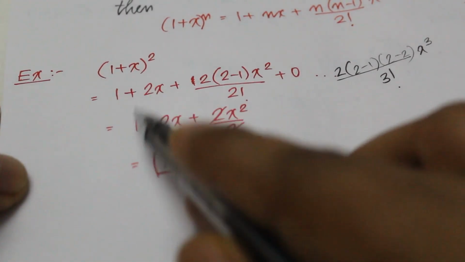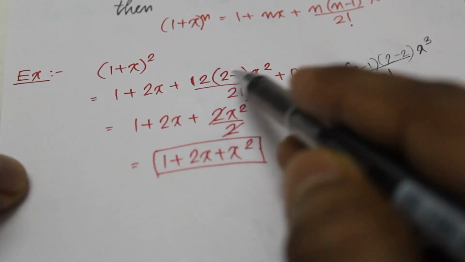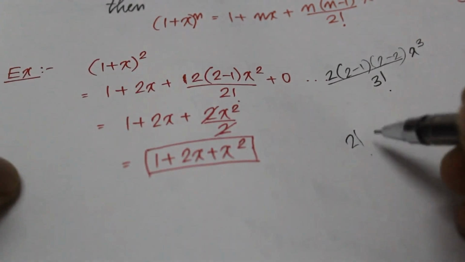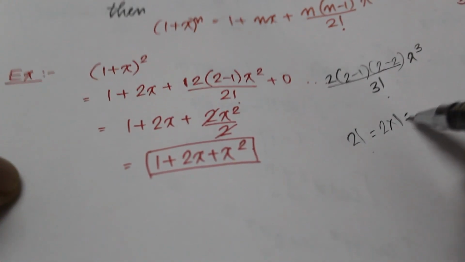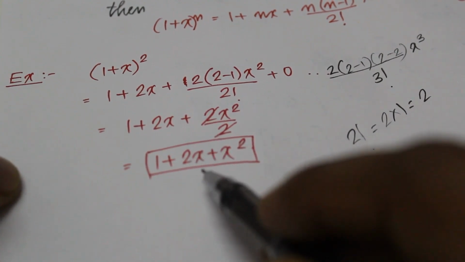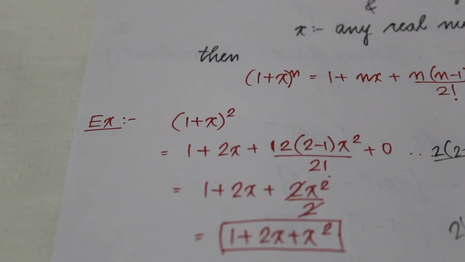So it will be equal to 1 plus 2x, 2 minus 1 is 1, 2 as it is, factorial 2 will be equal to 2 into 1, that is equal to 2. So it finally becomes 1 plus 2x. Binomial theorem is widely used while studying gravitation and other important topics of physics.